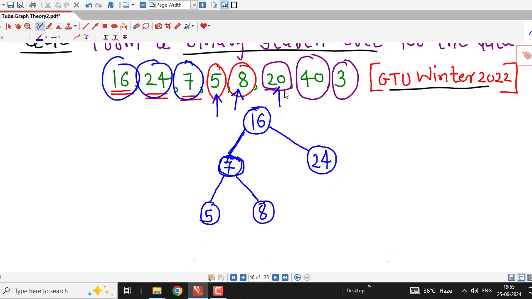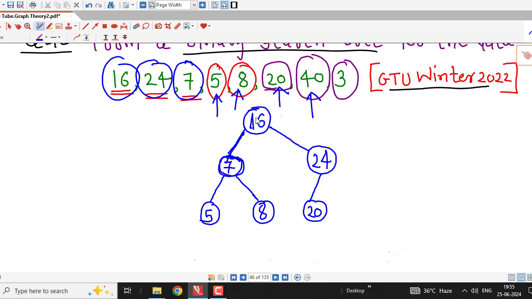Then I come to 20. Again I compare 20 with 16. 20 is greater than 16, therefore it is to the right of 16. To the right of 16, first value is 24. So we compare 20 with 24, and because 20 is less than 24, we put 20 to the left of 24.